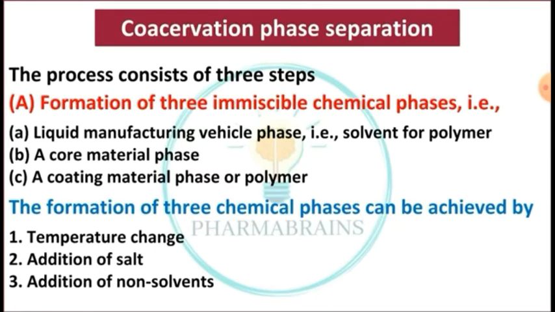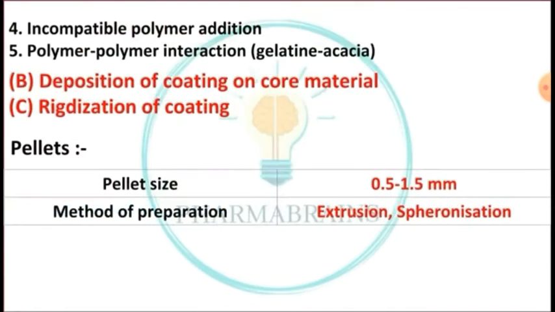So next we see the first process, air suspension. This air suspension is also called the Wurster process. This is the process consisting of the dispersion of solid, particulate core material in a surrounding air stream and spray coating of the air-suspended particles. The coating must form a cohesive bond with the core material. So it is most important that the coating forms a cohesive bond with the core material.